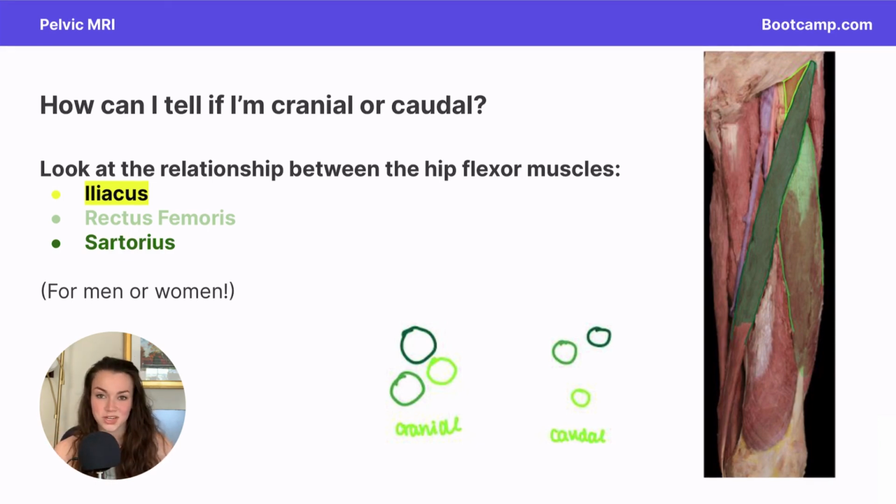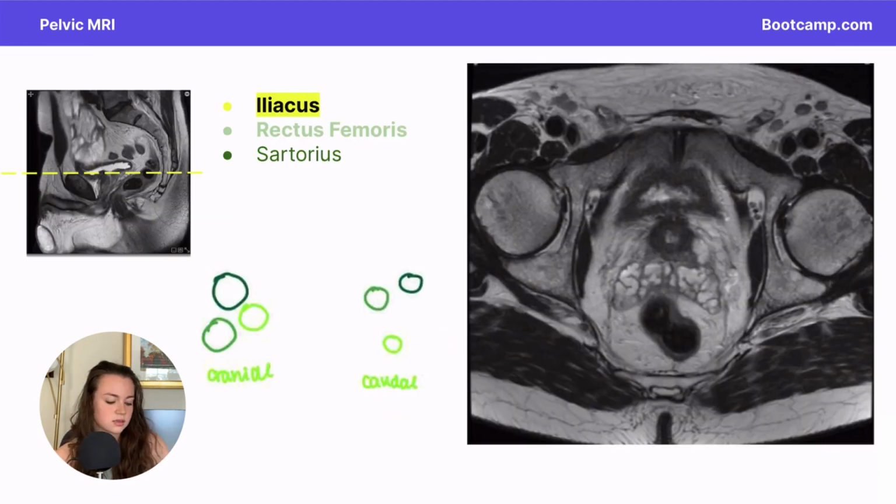So cranially, you're going to see that the sartorius is sort of the peak of this triangle, and then the iliacus and the rectus femoris are sort of the base of that triangle. But as you move more caudal, they're going to spread out and rotate around. So now the sartorius is over here, the rectus femoris is here, and the iliacus is going to end up all the way back here. And we're going to see that relationship a little bit later on as we get to some of those more caudal cuts. But cranially, if we go back to our original cut, you can see the sartorius up here in the front, the iliacus here medially, and the rectus femoris laterally.